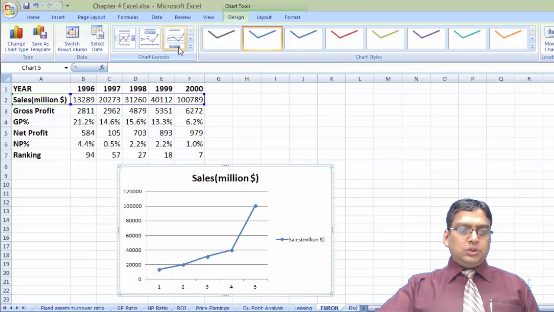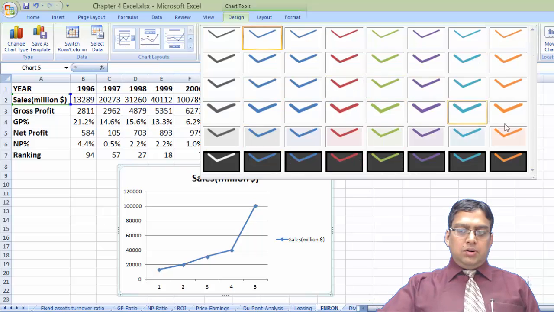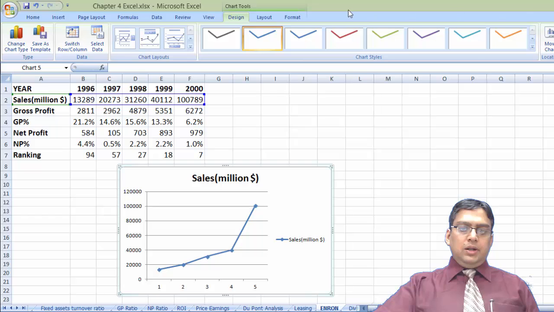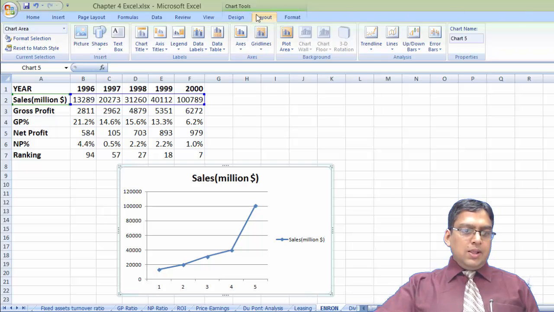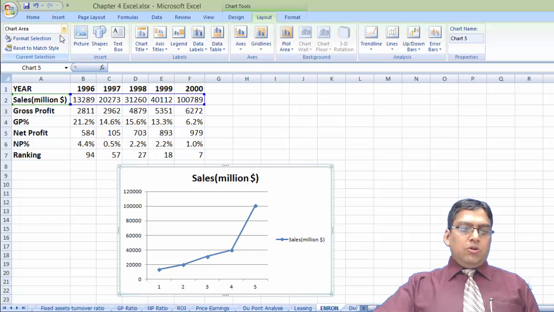Next one is chart layouts. There are various layouts available in the Excel sheet. These are default layouts. And next one is the chart style. Move chart: if you want to move your chart from one location to another location, then we can use this option. And next one is Layout. Layout chart area. Your plotted area is according to various concepts. That is a chart area.